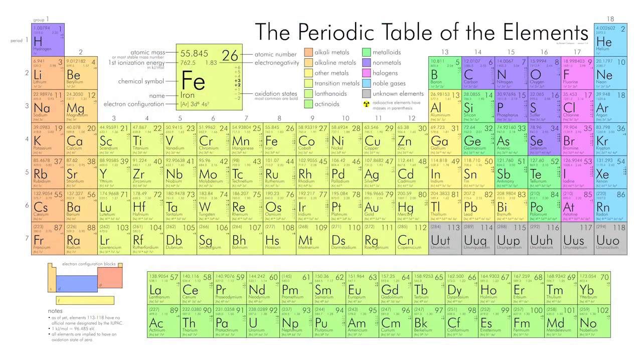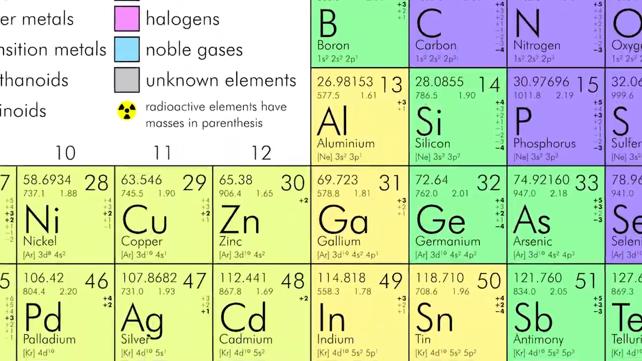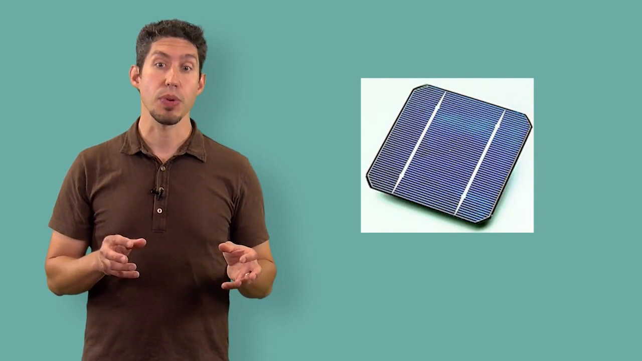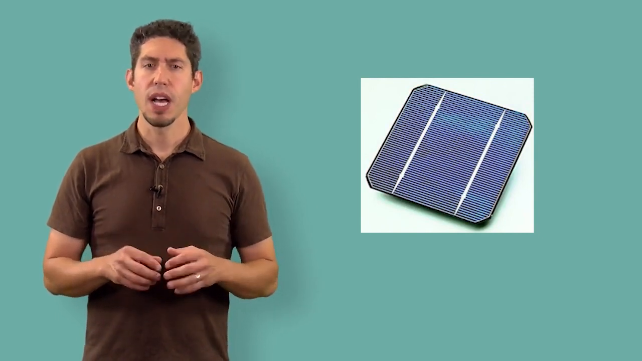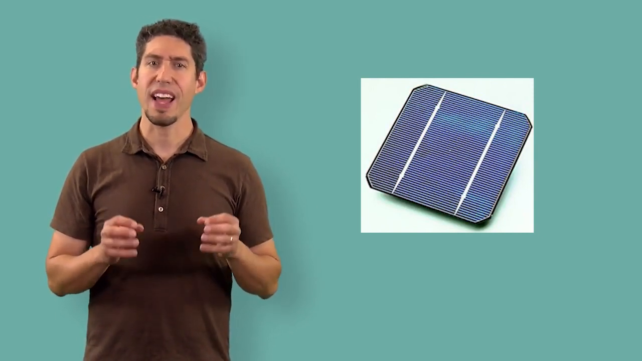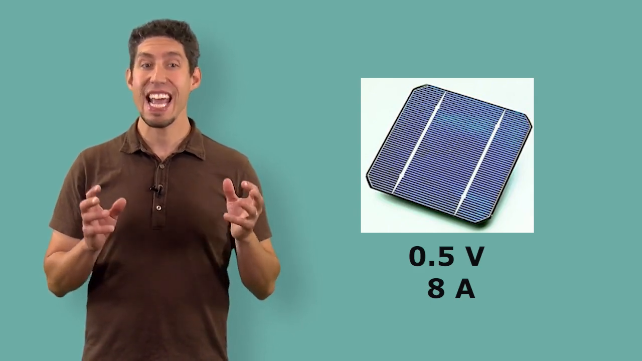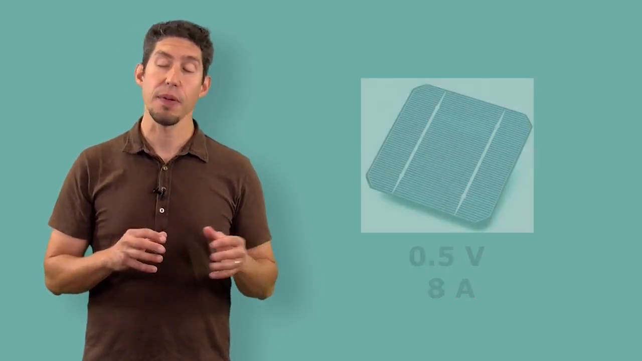The most common type of photovoltaic we see in the world today are made of the element silicon. The solar cell is the basic unit of a photovoltaic module or panel. A single solar cell produces about a half a volt of electricity and up to about 8 amps depending on the type of cell. That's about 1/3 the voltage of a AA battery.